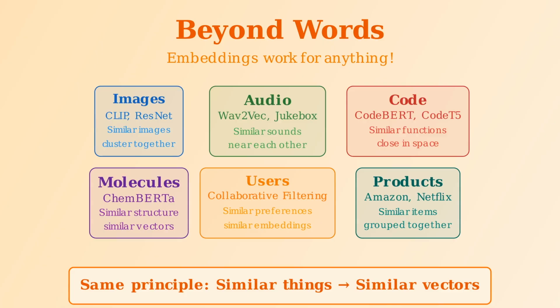User preferences become vectors for recommendations. Products get embeddings for Amazon and Netflix. The universal principle: convert things to vectors where similar things have similar vectors. This unlocks search, recommendation, clustering, and comparison. It's a fundamental tool across all of AI. Once you have embeddings, you have geometry. And geometry gives you structure.